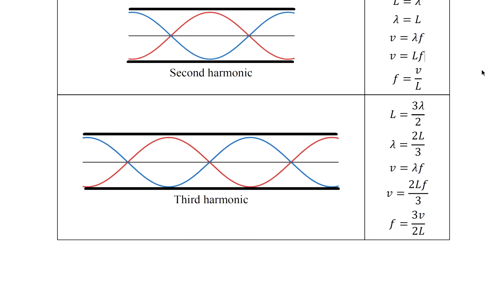Let's take a look at this third harmonic. L, which is the length of the tube, is equal to how many wavelengths? Let's count it. It's one wavelength plus 0.5, so it's 1.5 wavelengths. Let's solve for lambda, it's 2L over 3. V equals lambda F, and lambda equals 2L over 3, so substitute that into this equation for lambda and solve for F. So this is the frequency of the third harmonic.